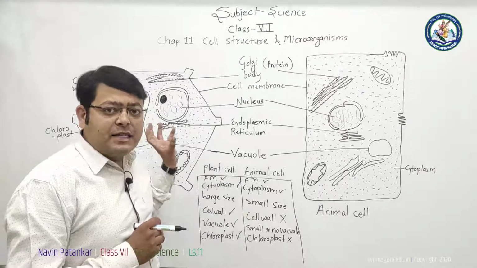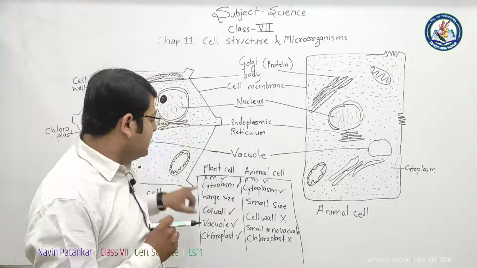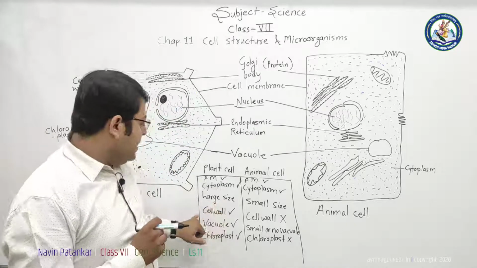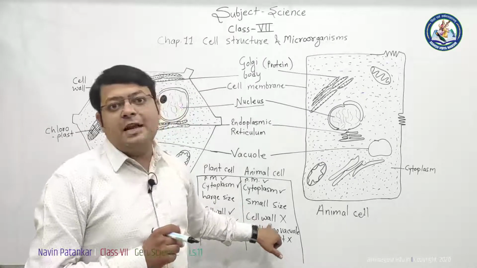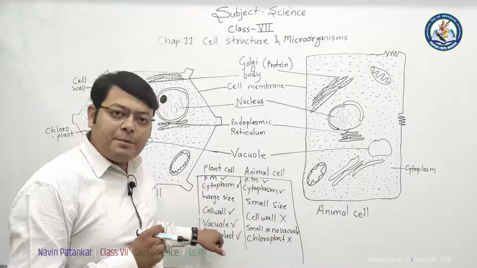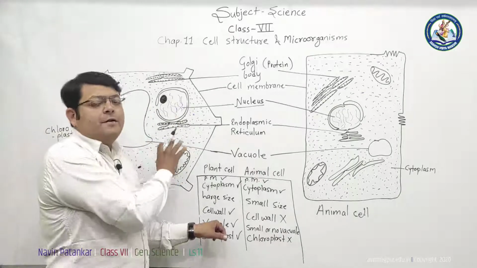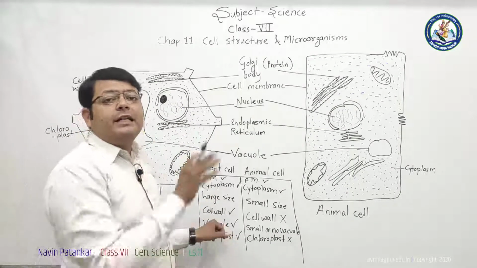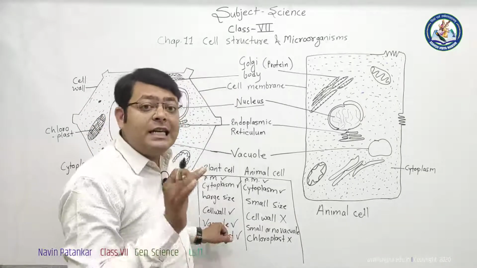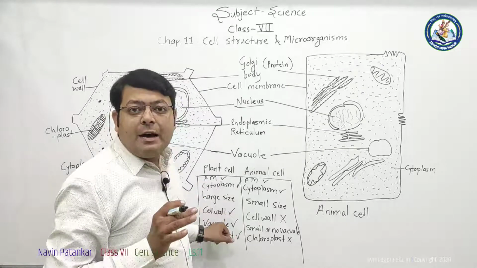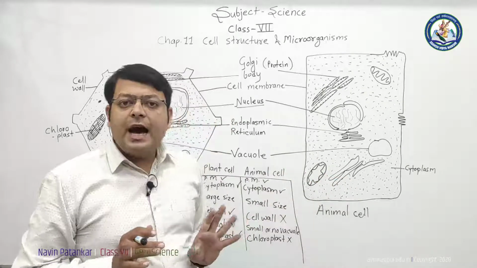The animal cell is smaller in size as compared to the plant cell, and the plant cell is large in size. Then the cell wall is present in the plant cell and absent in the animal cell. Then large vacuoles are present. Out of all the organelles, most of the plant cell is occupied by the vacuole, and there is a single large vacuole in the plant cell. After that, small or no vacuoles are present in the animal cell.